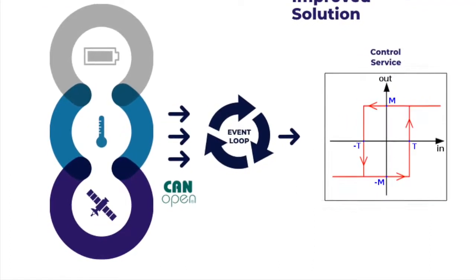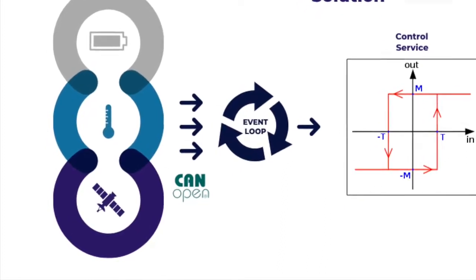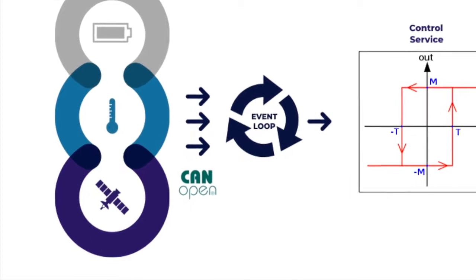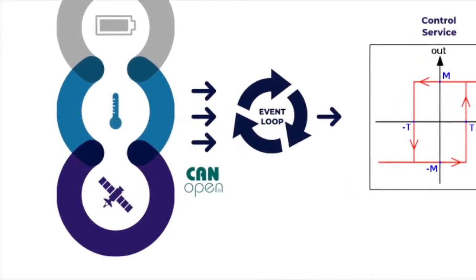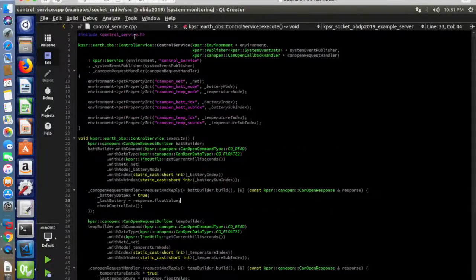We can poll these sensors via the standard object dictionary of the CANopen protocol. Based on these values, we can build some logic, like a simple hysteresis loop. The control service class shows a simple implementation of the capability to shut down. We can see that the constructor receives a system publisher, which will control the Earth observation services, and a CANopen callback handler, which we will use to communicate with the CAN bus.